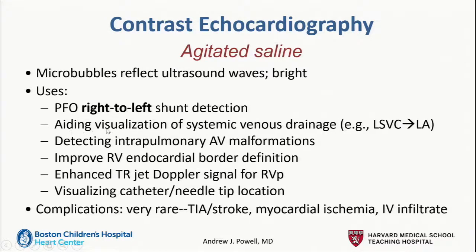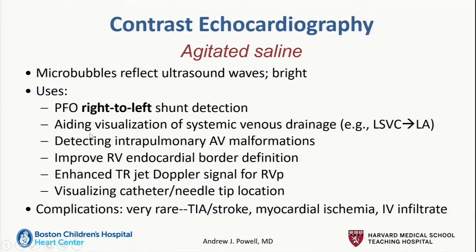Another use is to aid visualization of systemic venous drainage. For example, if you suspect the patient has a left superior vena cava to an unroofed coronary sinus, in other words, the LSVC drains directly into the left atrium, one thing you could do is get an IV into the left arm, inject some agitated saline, and show that the contrast first appears in the left atrium and then makes its way over into the right atrium.